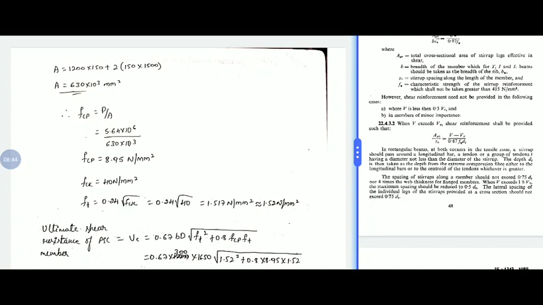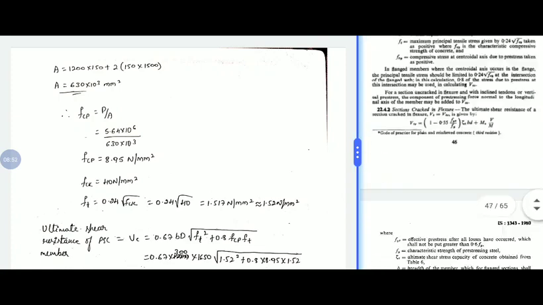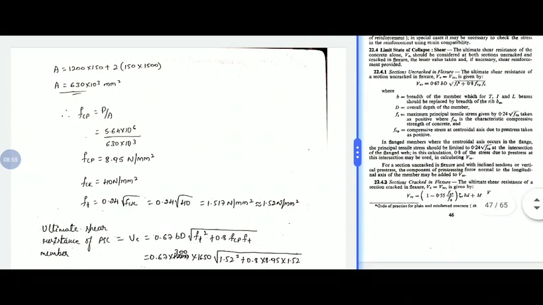fck is given as 40 Newton per mm square. ft is 0.24 root fck, from page number 46 of IS 1343. Here it is, Clause 22.4.1. ft equals 0.24 root fck. Substituting, we will get 1.517 Newton per mm square. So all the values we got.